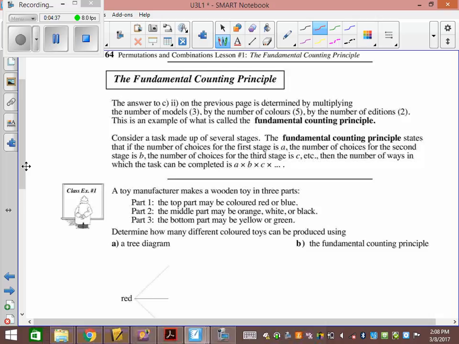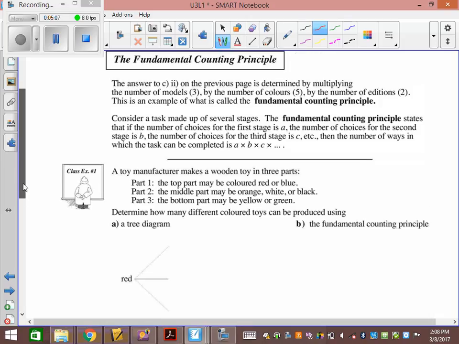So the fundamental counting principle, the answer to C part 2 on the previous page is determined by multiplying the number of models 3, by the number of colors 5, by the number of editions 2. This is an example of what's called the fundamental counting principle. Consider a task made up of several stages. The fundamental counting principle states that if the number of choices for the first stage is A, the number of choices for the second stage is B, the number of choices for the third stage is C, etc., then the number of ways to complete that task is A times B times C times however many more there are.